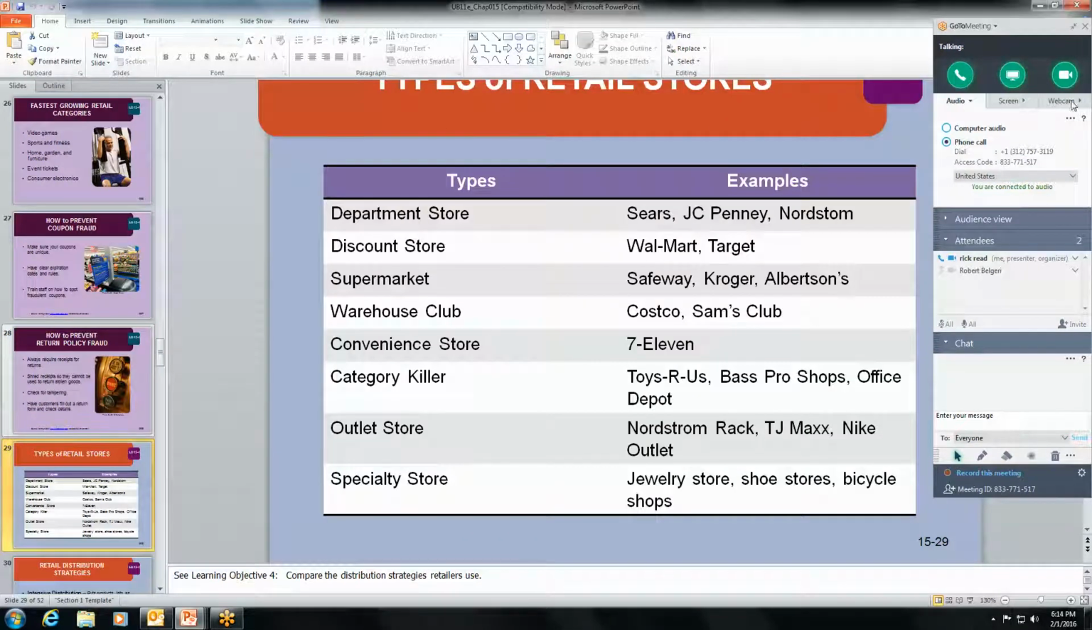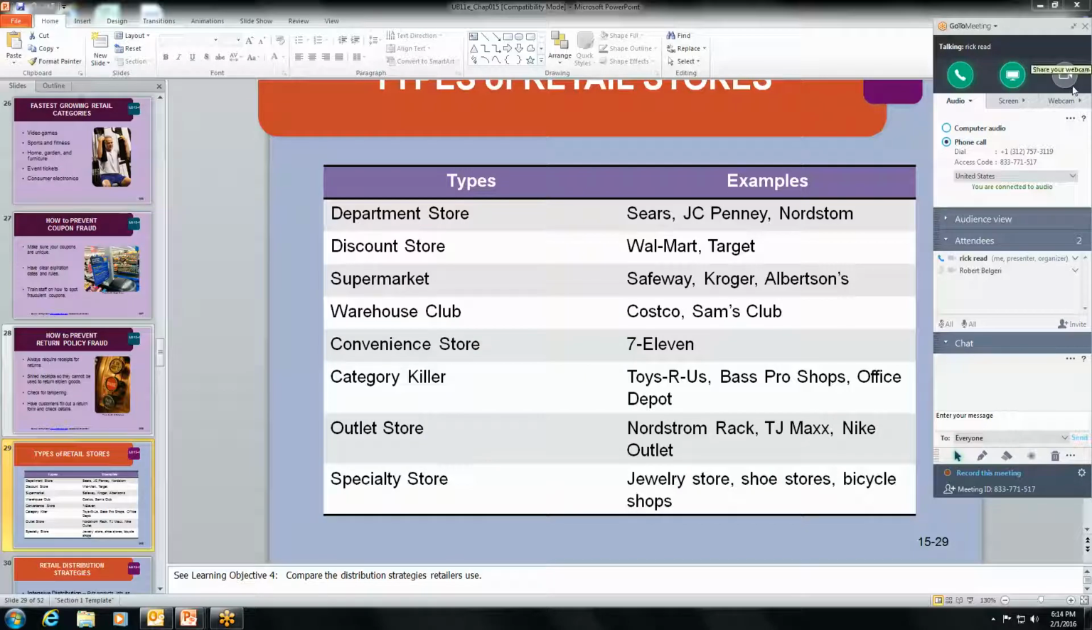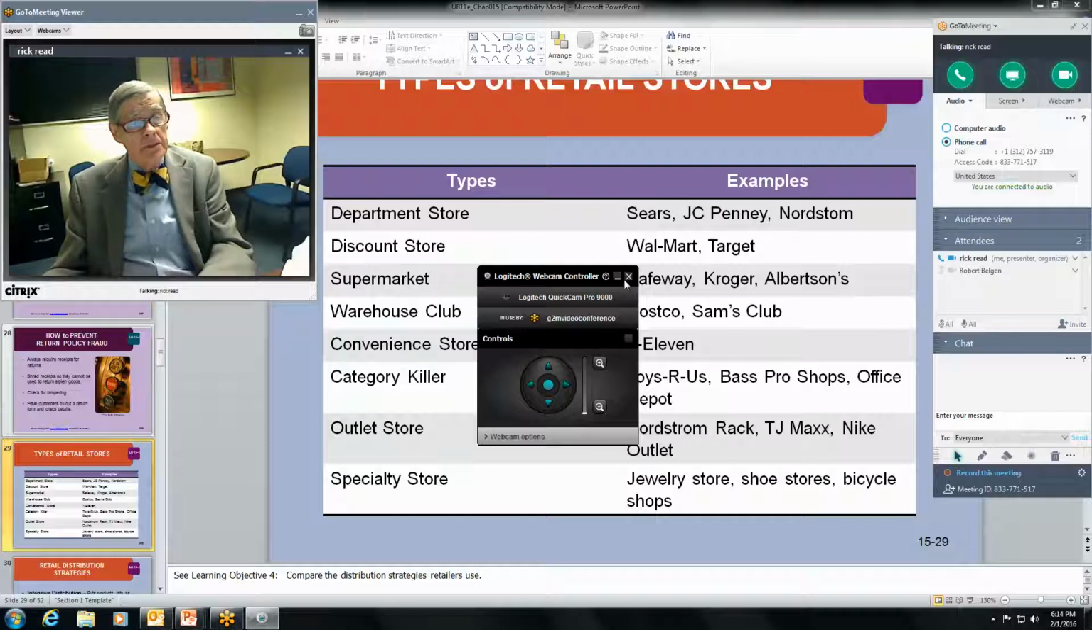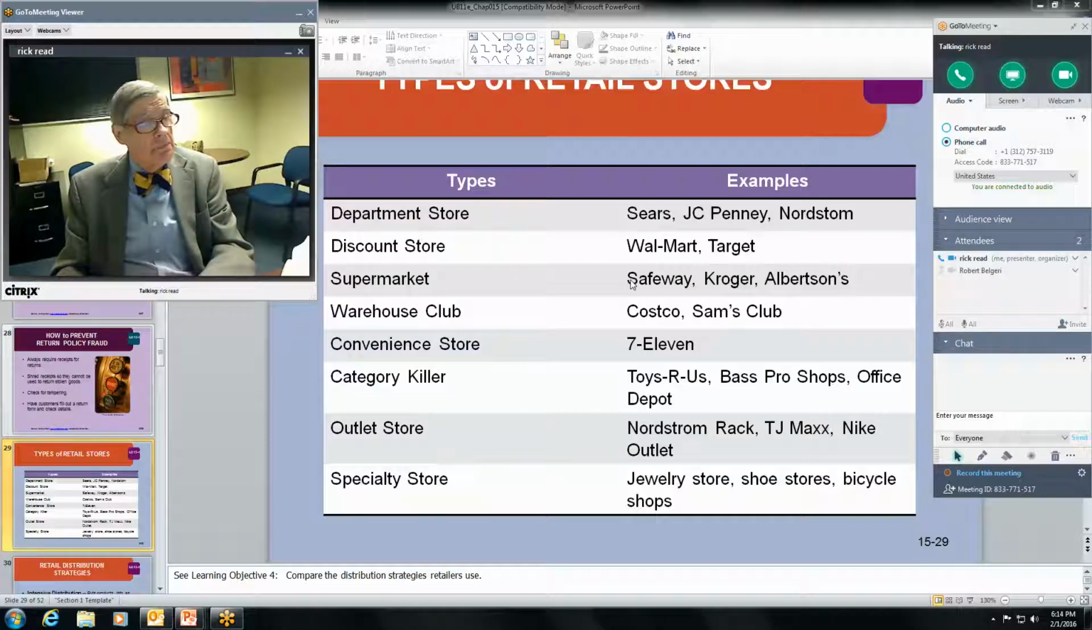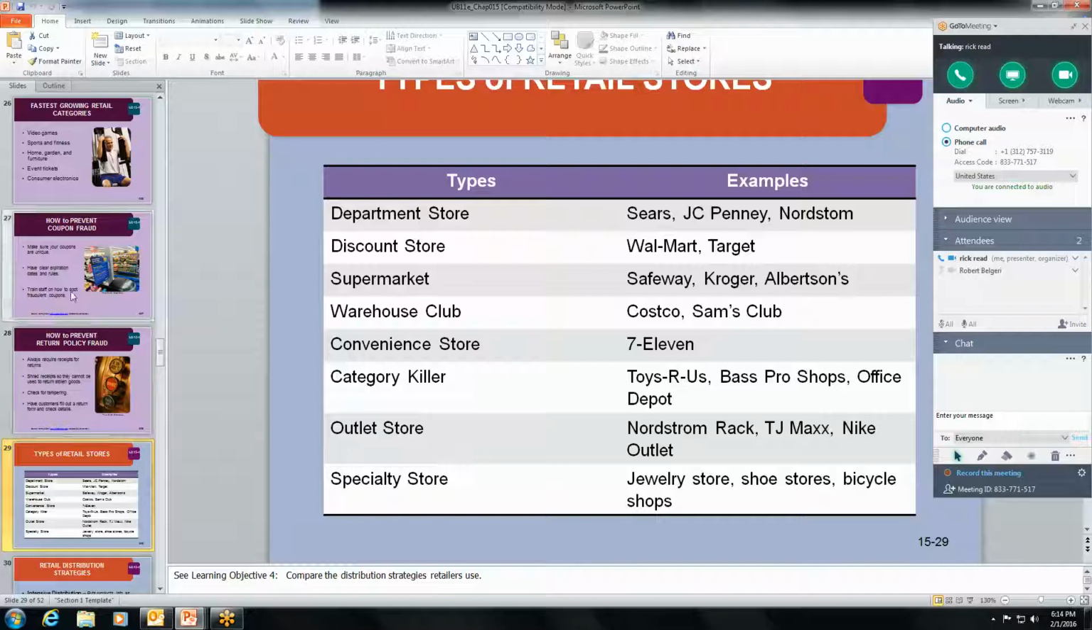These are the types of retail stores. Just to give you some categories here. Department stores, we're talking here about places like Sears and JCPenney, Macy's, discount stores, Walmart, Target, supermarkets, Kroger, Albertsons, warehouse club, convenience stores, category killers, outlet stores, and then finally specialty stores. And I'm not going to go over that list with you any more extensively than what we already have.